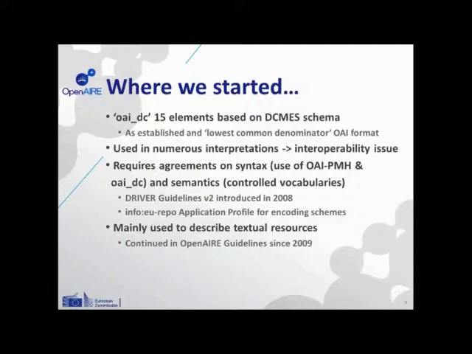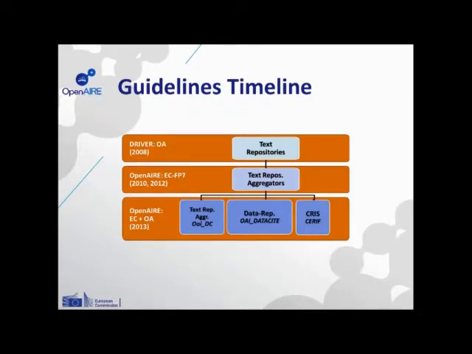So 7 or 8 years ago, mainly textual resources were of interest where we collected metadata from. And it is noteworthy that the driver guidelines were then continued in the OpenAIRE project since 2009. But in the meantime, a lot has happened. For instance, in the different phases of the OpenAIRE projects, the scope was expanded, but also the requirements. So new types of data sources emerged, like for research data and for research information.